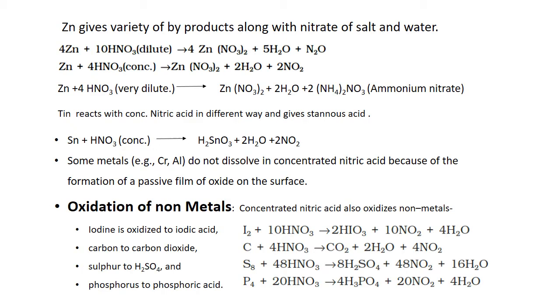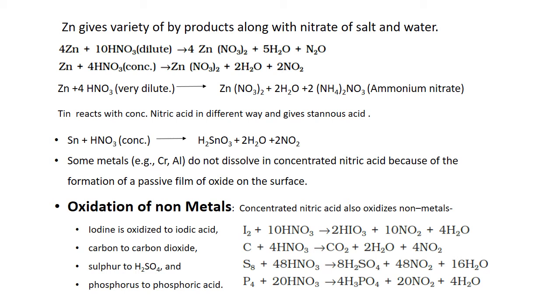Zinc gives a variety of byproducts, and that depends upon the different concentrations of nitric acid. With dilute nitric acid, it forms byproduct N2O along with zinc nitrate and H2O, water. With concentrated nitric acid, it gives byproduct NO2, and with very dilute nitric acid, it gives ammonium nitrate.